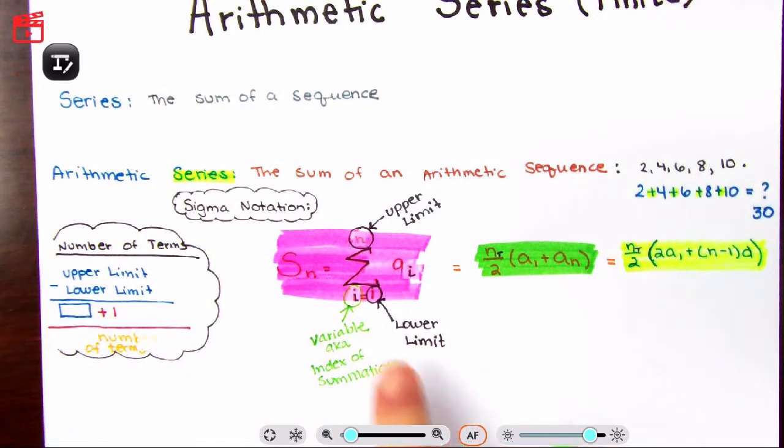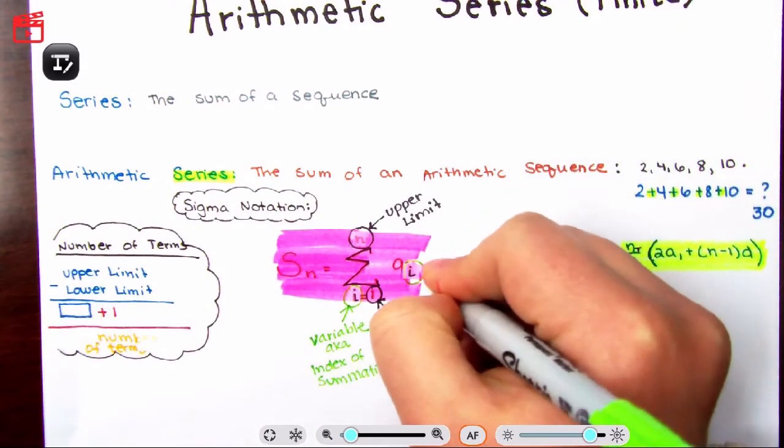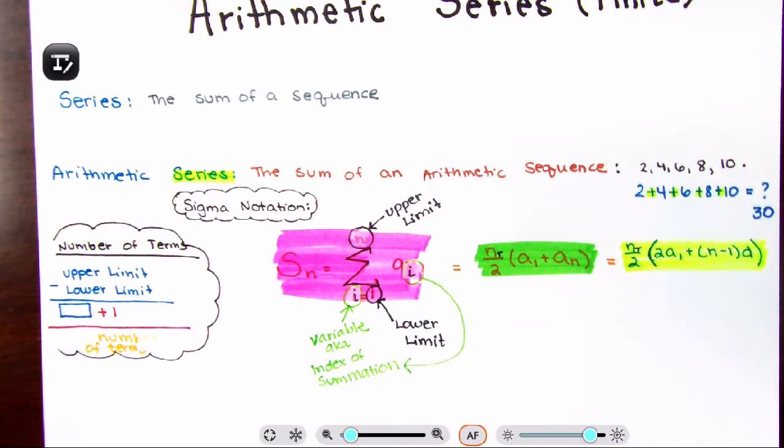Don't let this variable trip you up. It just tells you that this is the variable that's going to be used inside of your formula. So if you see an X, there will be an X in your formula. If you see a Q, there will be a Q in your formula. If you see a W, there will be a W in your formula. Don't let that trip you up.